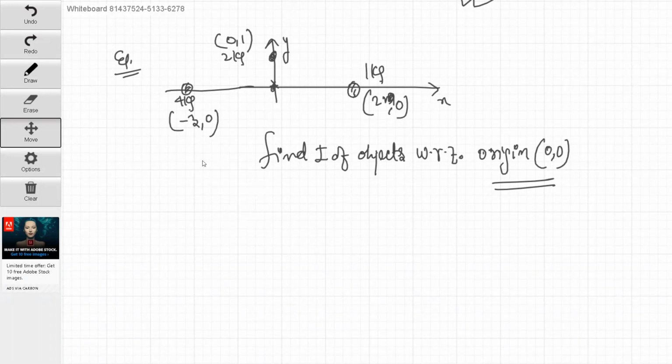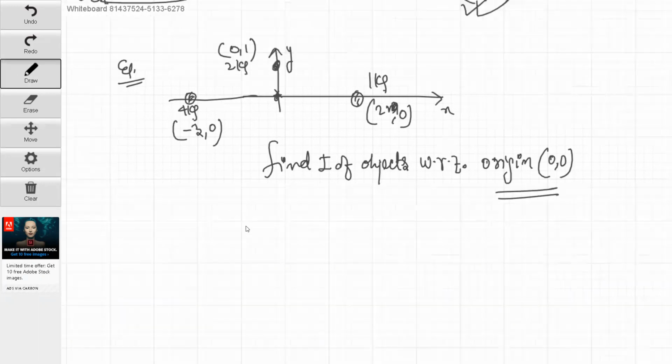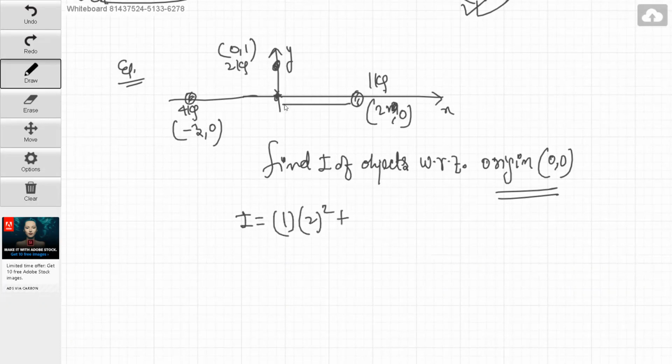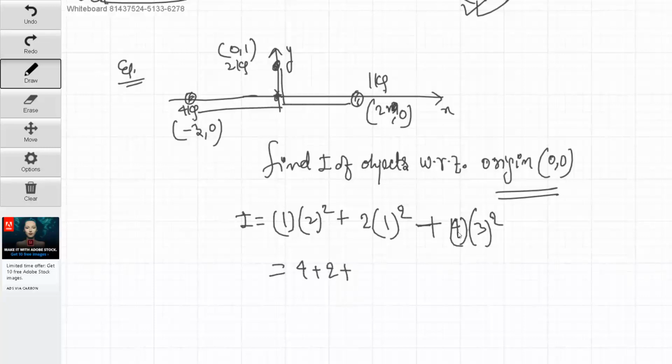So according to the formula, we just have to apply the formula. Moment of inertia will be equal to m into x square. So this 2 square plus 2 into this distance is 1, so 1 square plus 4 into this distance is 3, so 3 square. So this is equal to 4 plus 2 plus 4 into 9 is 36. So that is equal to 42 kg meter square. That is the moment of inertia.